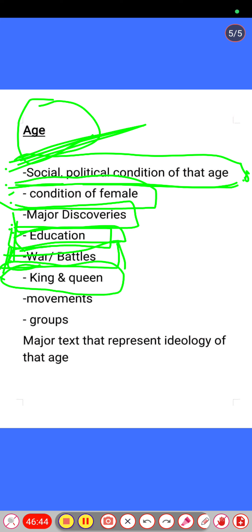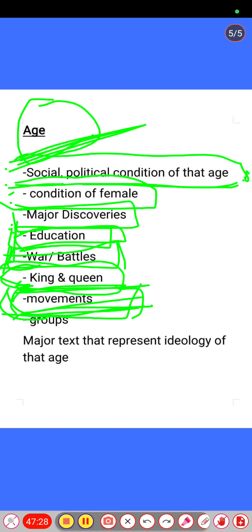Kings and queens are important when you are reading any age. Suppose the ruler of the Victorian era was Queen Victoria, but from what year she became queen, and when her era ended a new age begins. So kings and queens are important. Then major movements are always very important, just like the Lollardy movement that we have, and the Reformation. So this kind of thing is important.